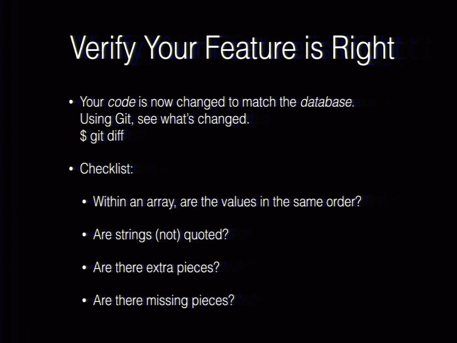Are there any extra pieces? Did you accidentally export more than you meant to? Are there any pieces missing? Do you have all of the elements that you meant to export? So reading through with a git diff, and there's no extra parameters required, it will compare to what was previously stored in Git.